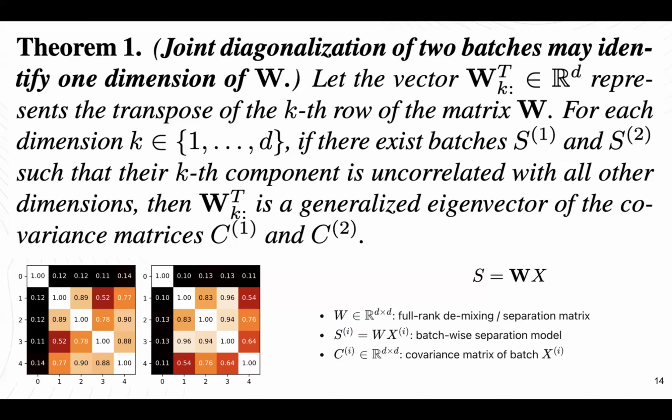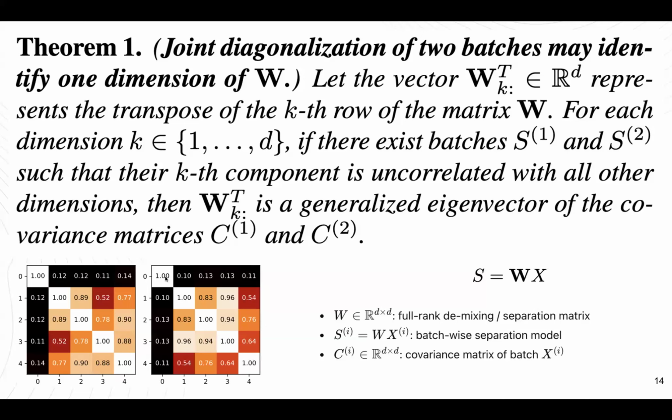If in the batch there exist such batches S1, S2 that their K's component is uncorrelated with all other dimensions. What I mean here is that S1 is one batch of ground truth, S2 is one batch from ground truth, and these are the two correlation matrices of these two batches. They probably have these features: one of the components is uncorrelated to the others. But they don't have to be that strongly uncorrelated. I just listed it here to make it more visible, and they should be the same dimension.